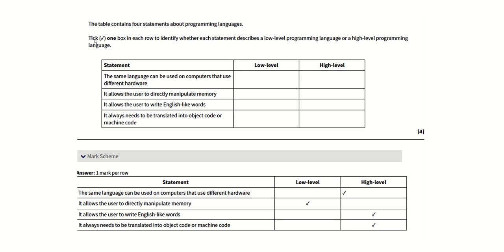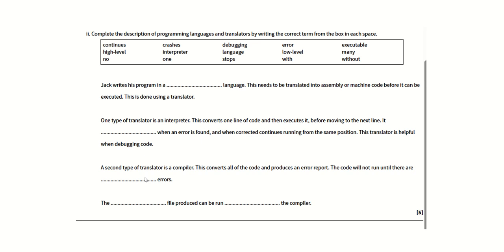Now we've got another tick in the box. Identify whether each statement describes a low-level programming language or a high-level programming language. The same language can be used on computers that use different hardware. High-level. It allows the user to directly manipulate memory. Low-level. It allows the user to write English-like words. High-level. It always needs to be translated into object code or machine code. High-level. And there we go. 4 marks. Object code is like code that is very close to being able to be run on your computer, if you think of it like that.